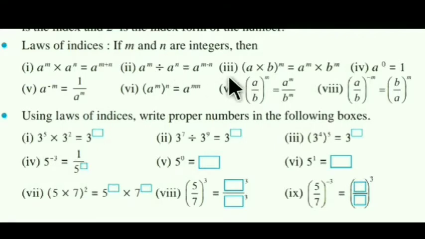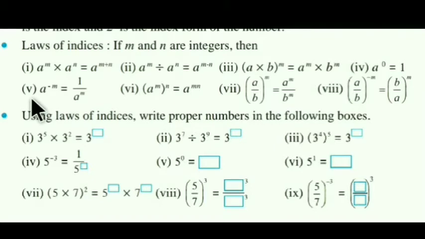Then the third law: in bracket a into b raised to m. Hence a has the index m and b also has the index m, so it is a raised to m into b raised to m. Fourth law: a raised to 0 is equal to 1, when a is a non-zero number, that is, any number except 0. When the index is 0, the value is 1.